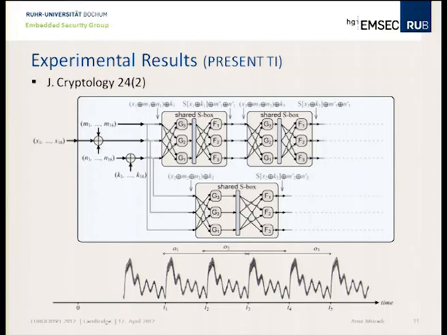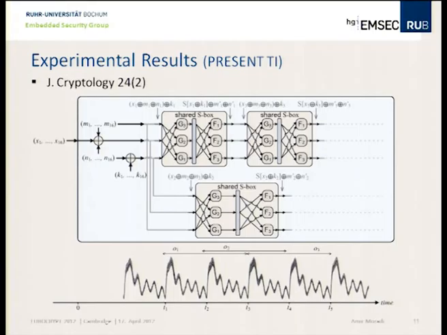And here is one shared way of computing the PRESENT S-box. As you see here, there are some shares, some parts of the functions working on different shares, and then this computes an S-box of PRESENT at different time instances. The same module is used here for another part of the plaintext or part of the key.